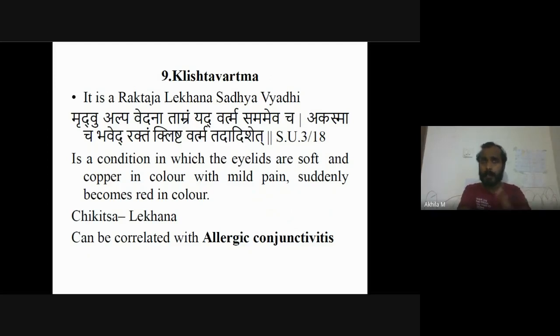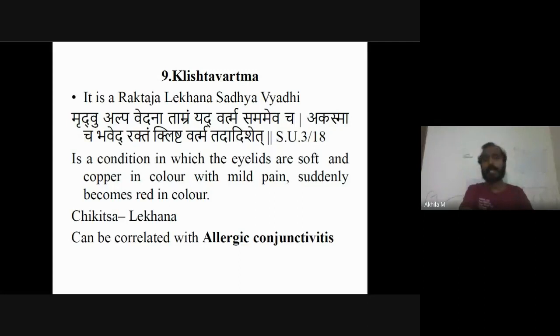Because of the condition, suddenly the color will change to red. First there will be coppery colored swelling, and afterwards the color will change to red. This type of eruption or swelling related to the varma is called Klishta Varma. It is a Raktaja Dushti, Raktaja Sadhya Vyadi, Lekhana Sadhya Vyadi. Klishta Varma is told only by Sushruta Acharya. Lekhana Karma is also advised for Klishta Varma.